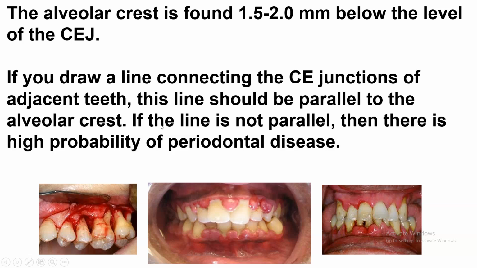This is in the normal, healthy case. But if this line is not parallel, that means there is a probability of what we call periodontal disease. Because this means you have pathogenicity in the area, you have destruction of alveolar bone, so the alveolar crest has decreased as a result of resorption of the alveolar bone. Therefore we will see this picture of periodontal disease.